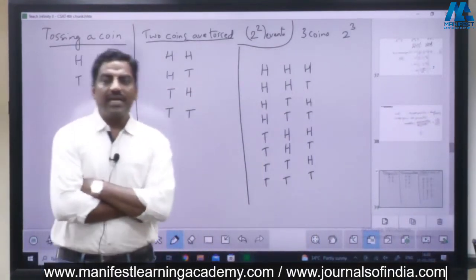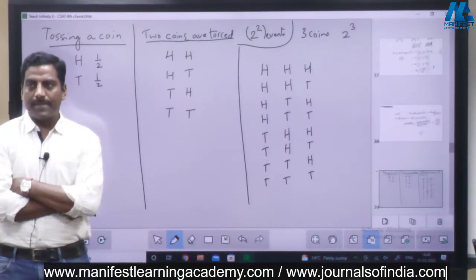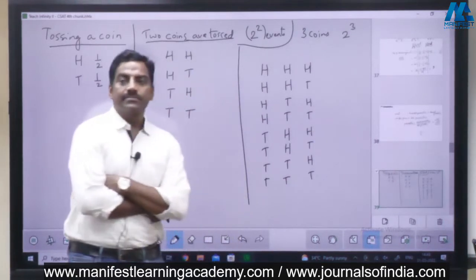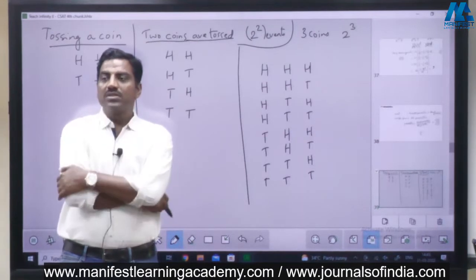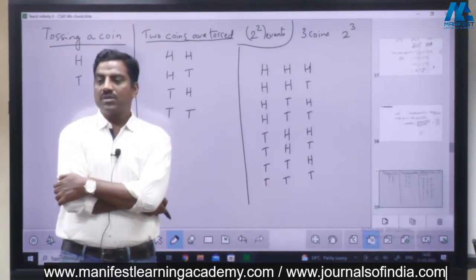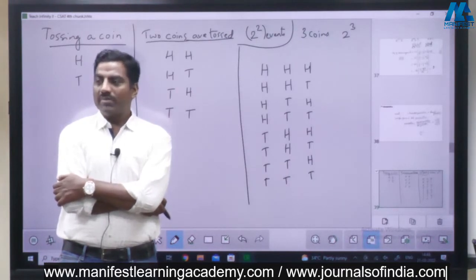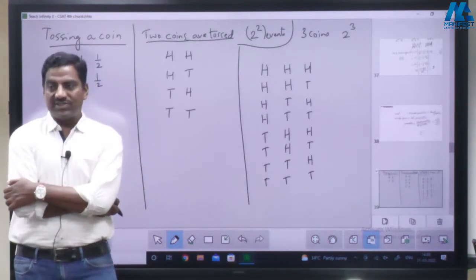How many possibilities are there? 8 possibilities. Now answer my question. What is the probability of getting 3 heads? Only one chance, no? 1 by 8. What is the probability of getting 3 tails? 1 by 8. Correct?